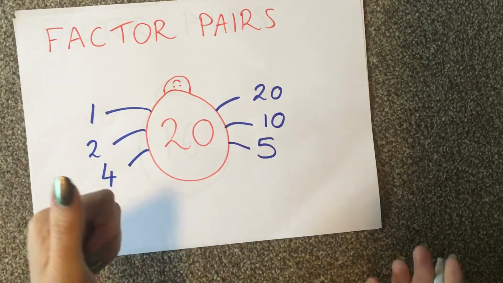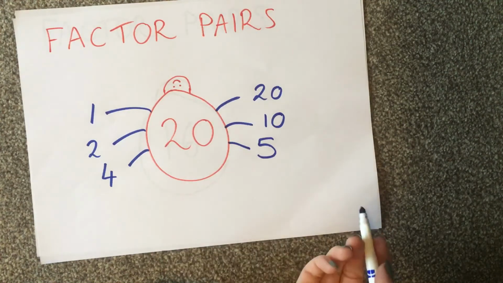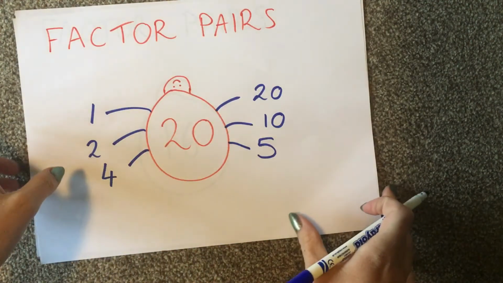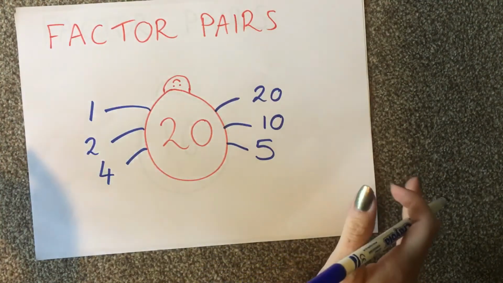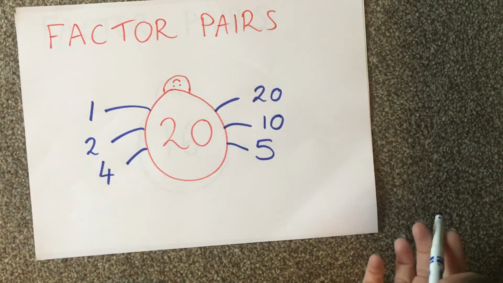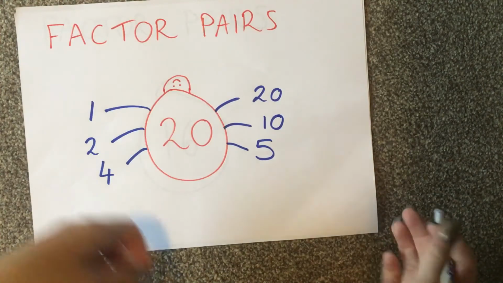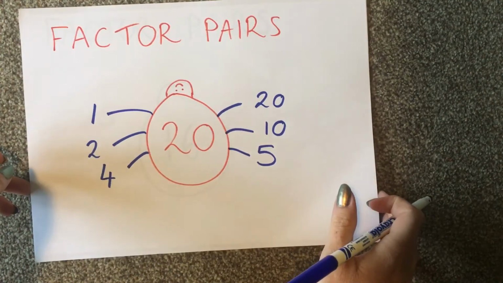4 times 5. My next number would be 5, but I've already got it. Then I say 6. Does 6 go into 20? No, it doesn't. A little trick there is if 3 doesn't go in, then 6 isn't going to go in either because they're linked. So 6 times nothing is 20, so I can't have 6. Can I have 7? No, I can't. That doesn't go into 20.